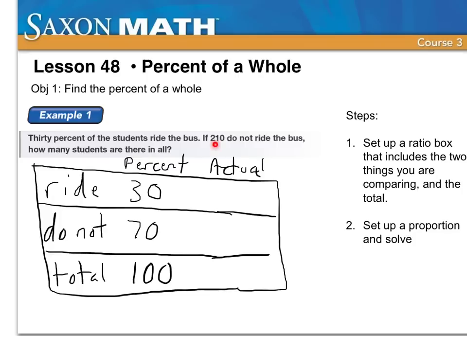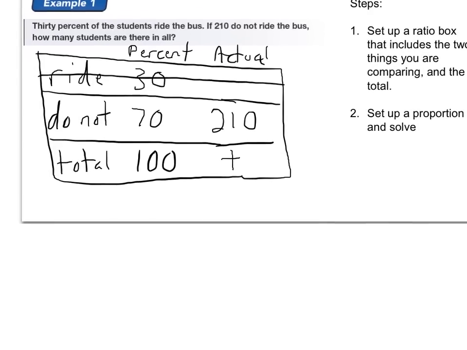We also know that in the actual numbers, 210 do not ride the bus. Okay? So 210 do not ride the bus. We want to know how many students there are in all. So we want to know this total right here. Okay, that's what we don't know. So we're going to use these bottom two to figure this out. So we don't need to worry about the number that ride the bus anymore. We're worried about the ones that don't ride the bus to help us figure out how many there are in all.